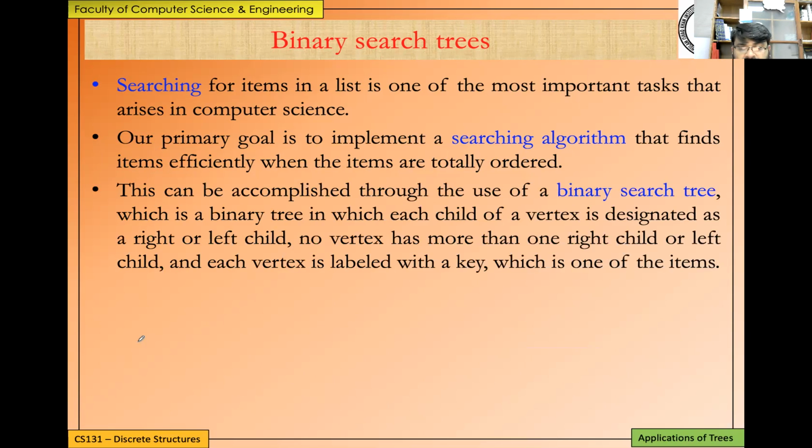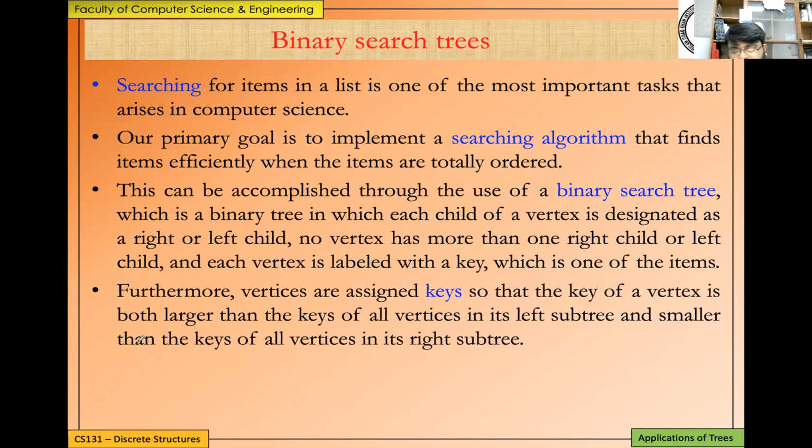which is a binary tree in which each child of a vertex is designated as a right or left child. No vertex has more than one right child or left child, and each vertex is labeled with a key, which is one of the items. So for each vertex, you basically label them. We'll see in an example how this is done.